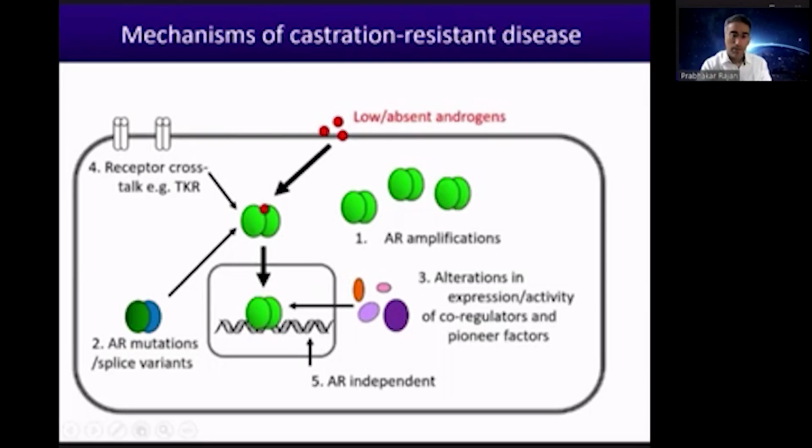Alterations within co-regulators of the receptor will result in increased androgen receptor activity. There is also AR-independent growth of the cell, and expression of mutations, so that this results in spelling errors in the DNA and mutant androgen receptors that are potentially more sensitive, or splice variant androgen receptors where the receptor is truncated and active even when testosterone is absent. Another mechanism is crosstalk with other receptors such as tyrosine kinase receptors.